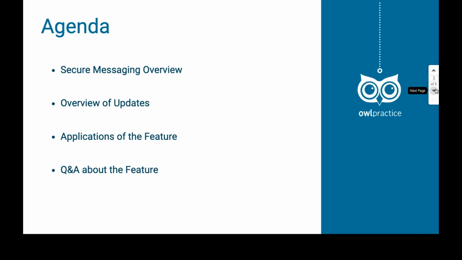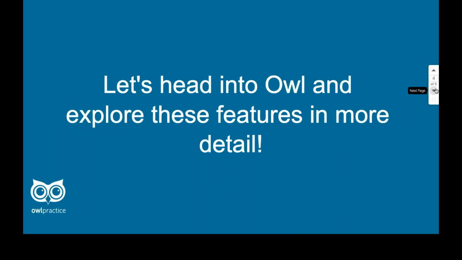Our agenda for today's session is as follows. We're going to start by giving a brief overview of secure messaging to refresh anyone's memory or to show it off for people who have not yet used this feature in OWL. We'll then go through each of the aspects of the new feature, including document sharing, emojis, text formatting, and filters. Next, we'll showcase a few of the different ways that you can use this feature at your own practice. And finally, we'll finish off with a Q&A session at the end. So let's go ahead and get started. I'm now going to head into OWL to showcase these features off for you in more detail.